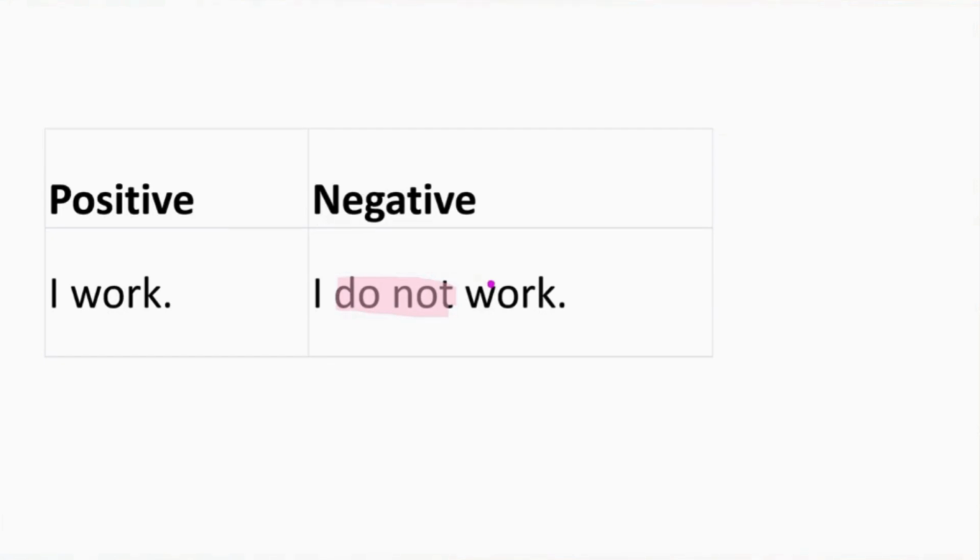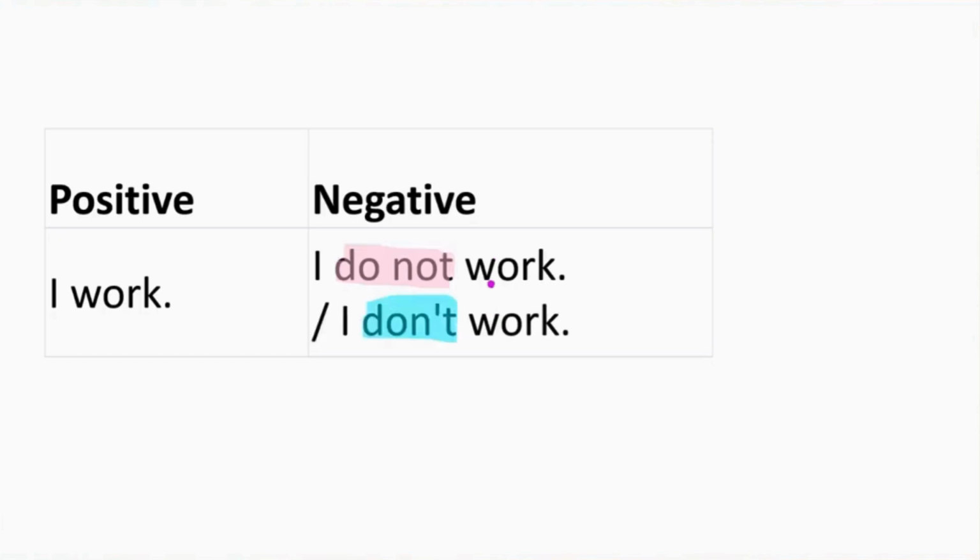How to make negative sentence? I do not work. We add helping verb do and add not next to it. I do not work. That's a negative sentence. I do not go. I do not help. I do not eat. I do not sleep. But in spoken language, we usually use the reduction and we reduce do not to don't. I don't work. I don't go. I don't sleep. I don't talk. I don't walk.